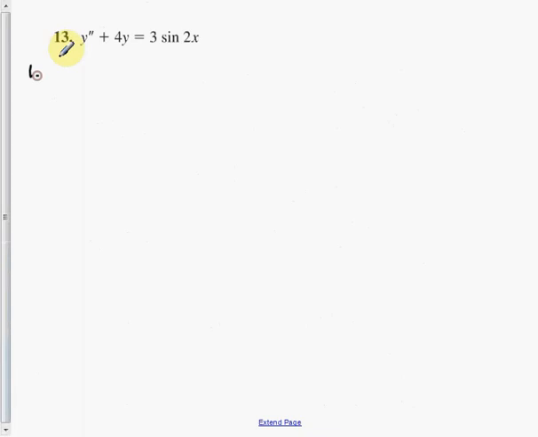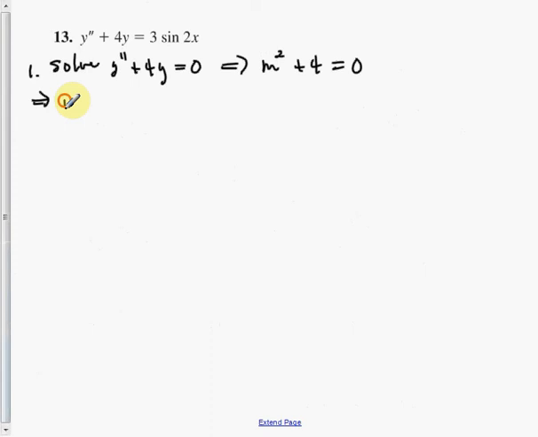So the first part is solve y double prime plus 4y equal to 0. This implies the auxiliary equation is m squared plus 4 equal to 0. And here we get m is equal to plus or minus 2i.